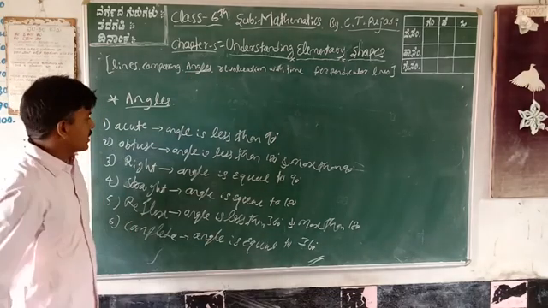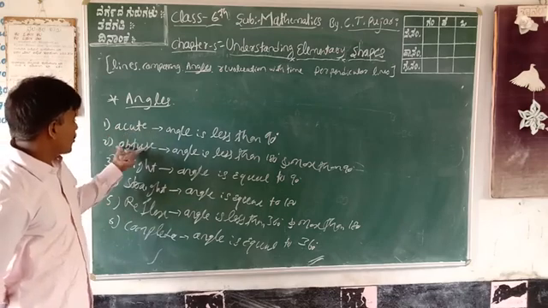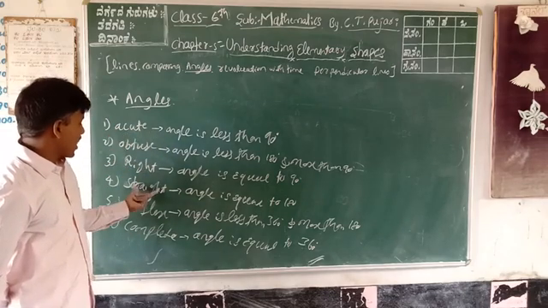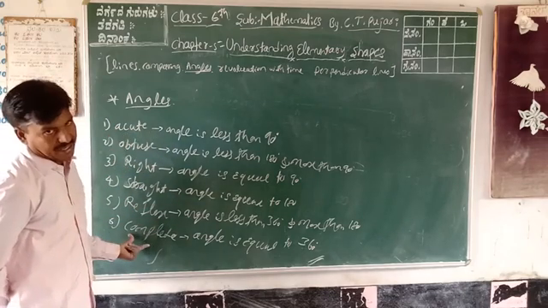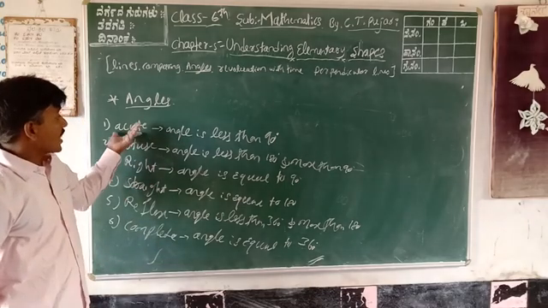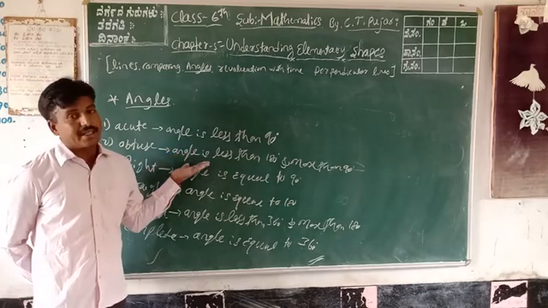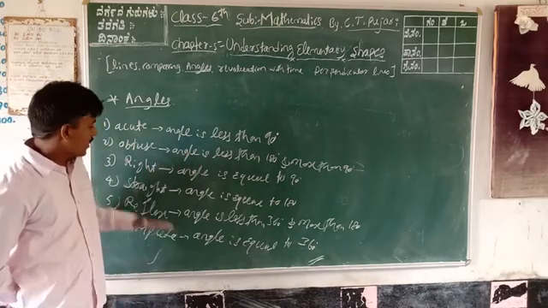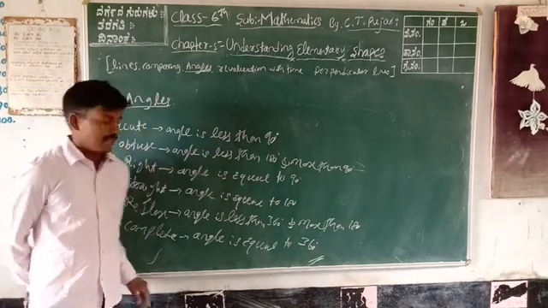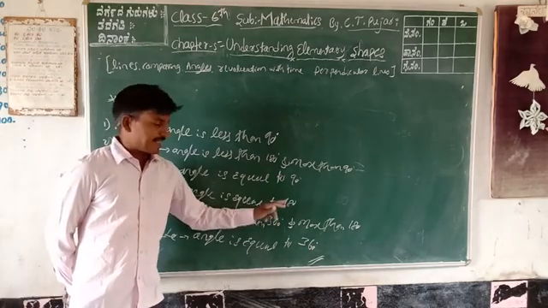In angles, there are acute angle, obtuse angle, right angle, straight angle, reflex angle, and complete angle. These are all angles. An acute angle is less than 90 degrees. An obtuse angle is more than 90 degrees and less than 180 degrees. A right angle is exactly 90 degrees. A straight angle is exactly 180 degrees.